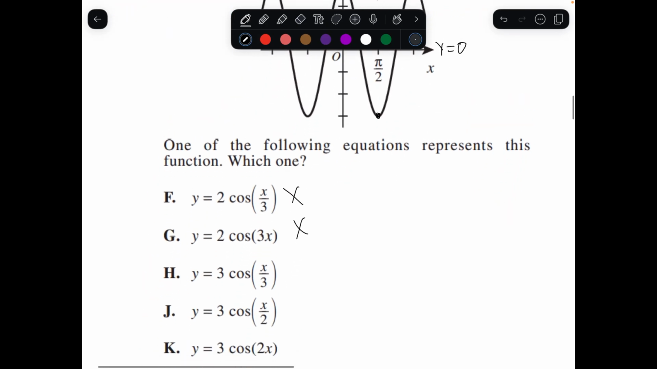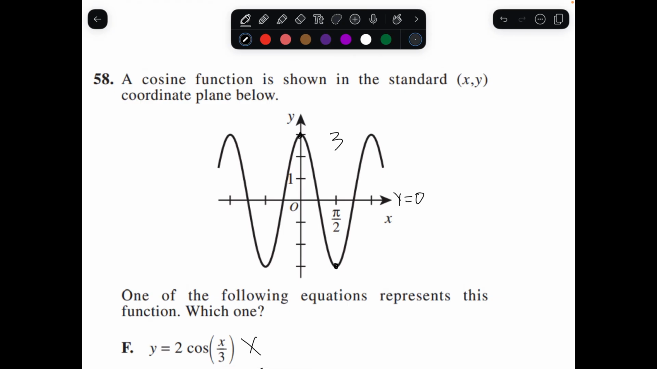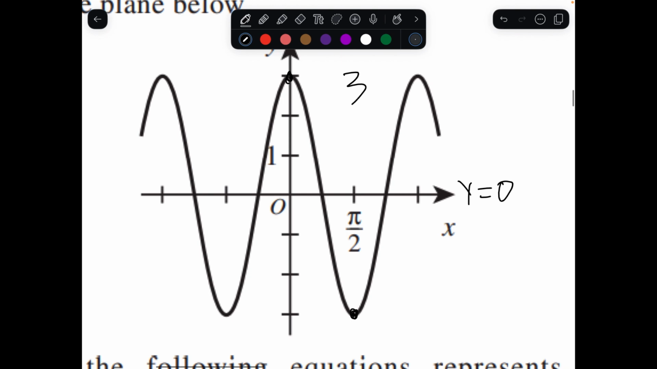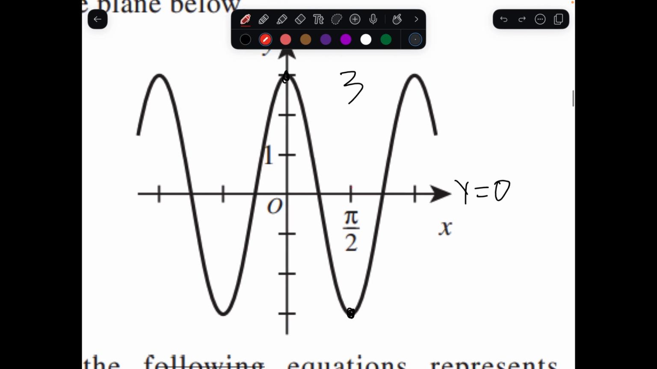Now let's move on to finding the period from the graph. One thing to notice here is that each of these tick marks, let me use a different color, so red, each of these tick marks is pi over 2. So this means this would be pi, this would be negative pi over 2, and this would be negative pi.